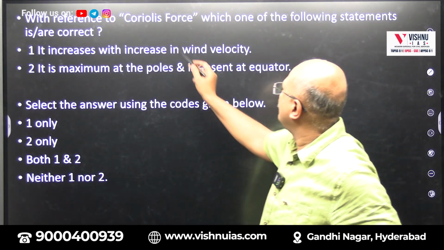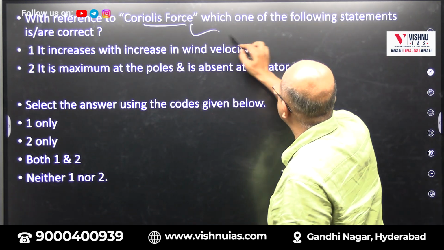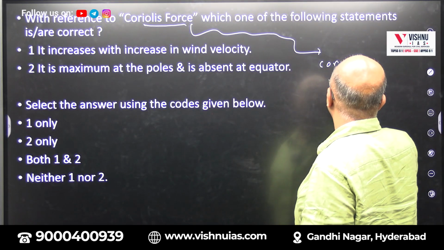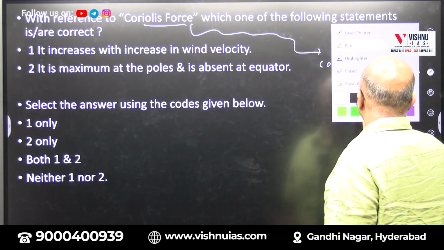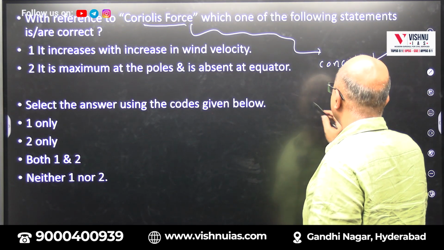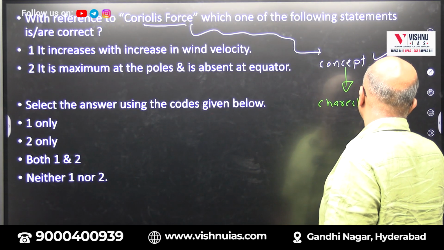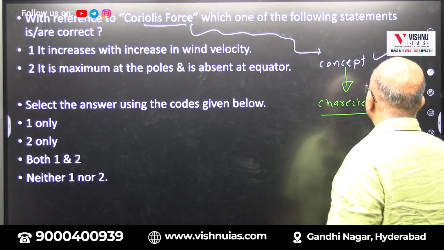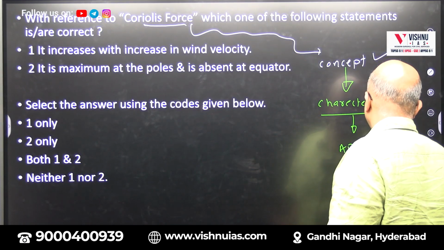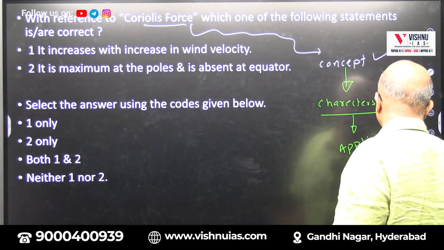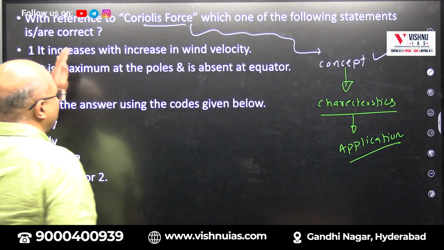With reference to the Coriolis force, which of the following statements is correct? Now, to answer such questions, you should know the concept of Coriolis force. What exactly is the Coriolis force? Then, after that, you have to understand its characteristics, how the Coriolis force works. Once you understand the characteristics, then comes application, how you will apply that. So if you are reading such questions, you have to understand these parts.